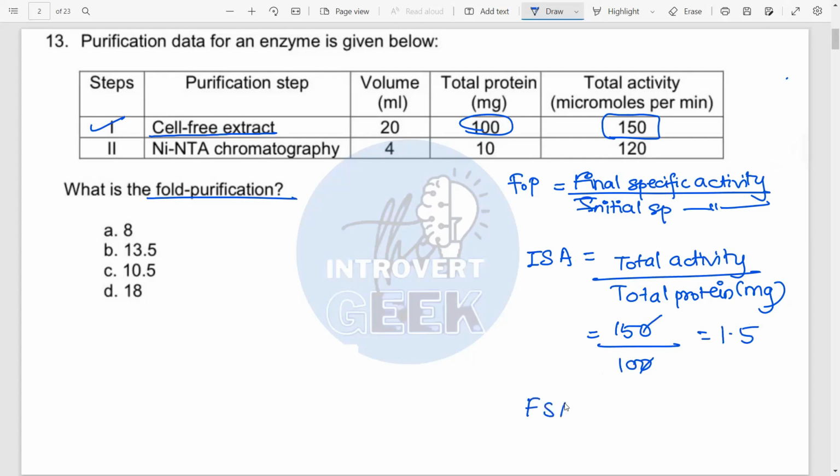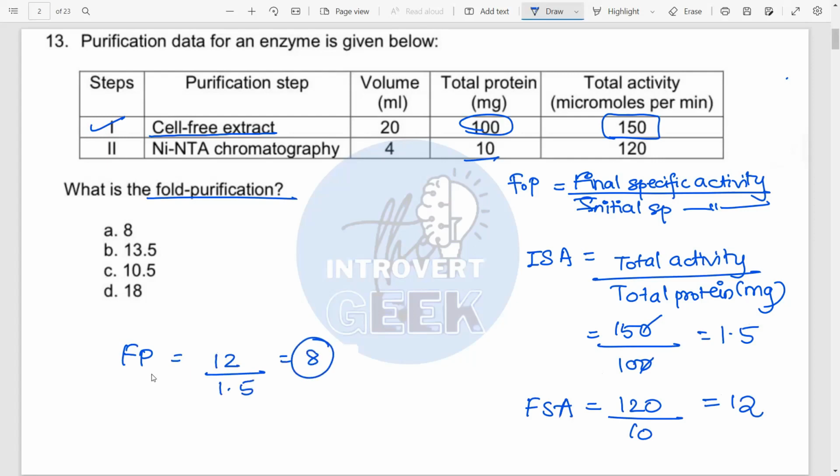Now you can find the final specific activity in a similar way. So final will be 120, which is the total activity after the purification, divided by the total protein, that is 10. So this comes out to be 12. Now all you need to do is simply divide it. So fold purification will be final, that is 12, divided by the initial, and initial is 1.5. So if you solve this, you get answer 8, and that is our option D.